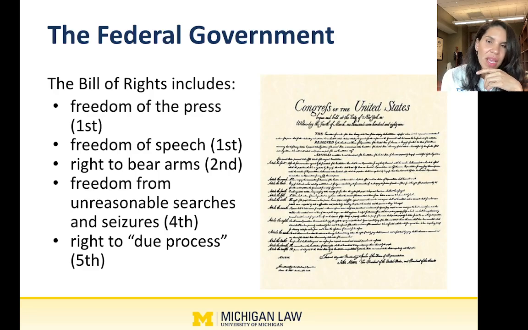It includes the Fourth Amendment, which is the right to be free from unreasonable searches and seizures. Not all searches and seizures, unreasonable ones. And so this will be very relevant to some of the topics we talk about when the government wants access to the data in automated vehicles. And the last one here is called the right to due process, which is found in the Fifth Amendment.